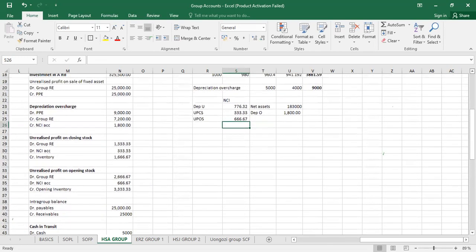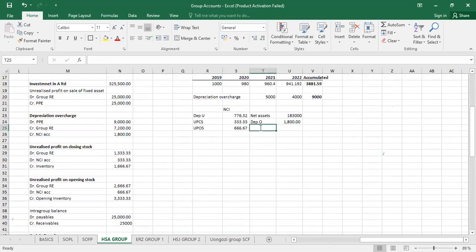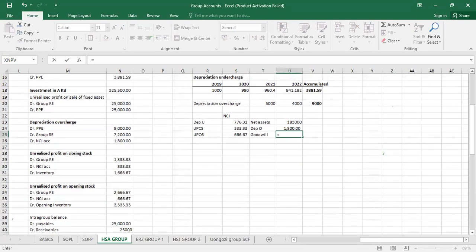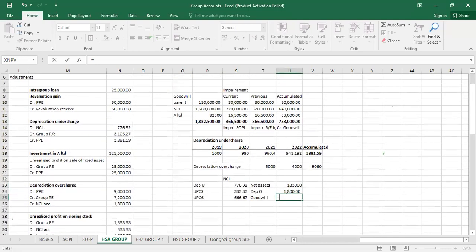So what we have is goodwill again. Here, goodwill. You'll find the goodwill of NCI. Instead of separating the two, you can do it as 20% of the whole, so 0.2 multiplied by the whole goodwill. Sorry, I took the wrong one, so it is 13.